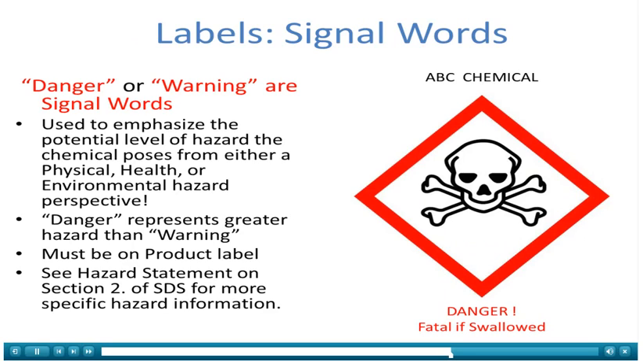Labels, signal words. Danger or warning are signal words used to emphasize the potential level of hazard the chemical poses from either a physical, health, or environmental hazard perspective. Danger represents greater hazard than warning. Must be on product label. See hazard statement on Section 2 of SDS for more specific hazard information.